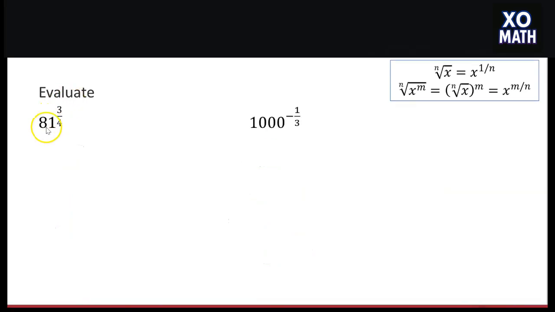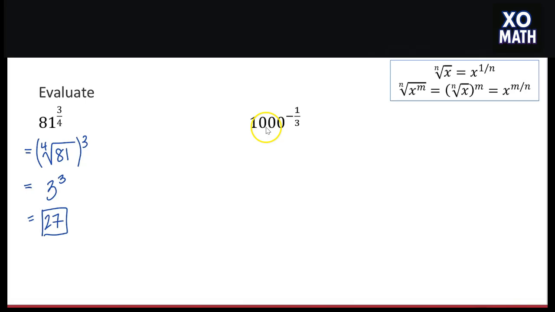Let's try a couple more. We'll evaluate 81 to the 3/4. So the key is in recognizing that the bottom of the fraction, 4, is the root. So this is the 4th root of 81. And then the top of the fraction, the numerator, is what the whole thing is raised to. So we're going to make the number smaller. We're going to take its 4th root, and then we're going to cube it. So the 4th root of 81 is 3, because 3 to the 4th is 81, and 3 cubed is 27.